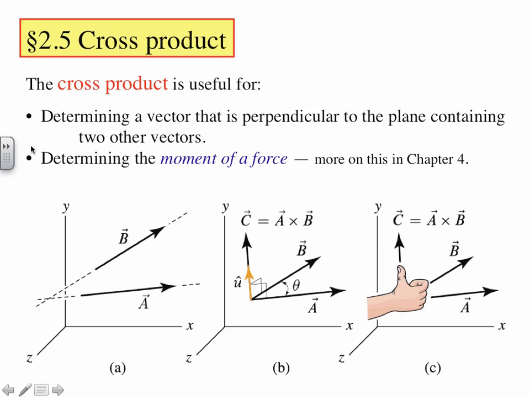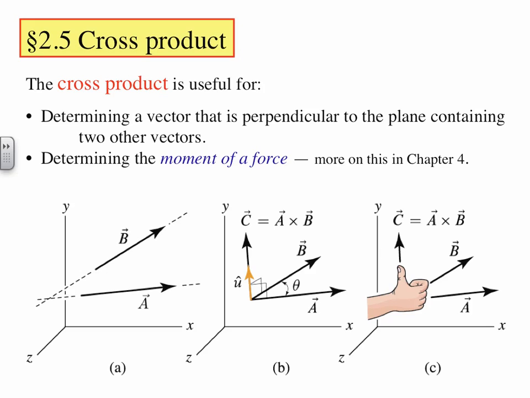We now define a second operation involving the multiplication of two vectors, the cross product. This is a multiplication operation that is defined to yield a vector, the magnitude of which we'll discuss shortly. The direction of the vector resulting from the cross product is defined to be perpendicular to the vectors involved in the product. We can see from the middle figure that vector C resulting from A cross B is defined to be perpendicular to the plane defined by A and B.